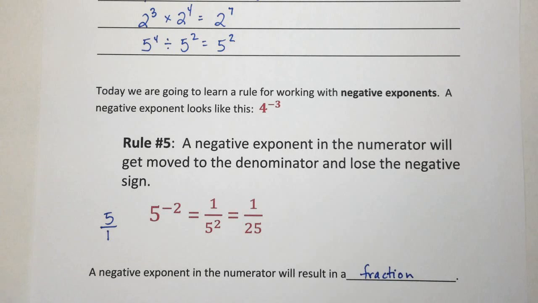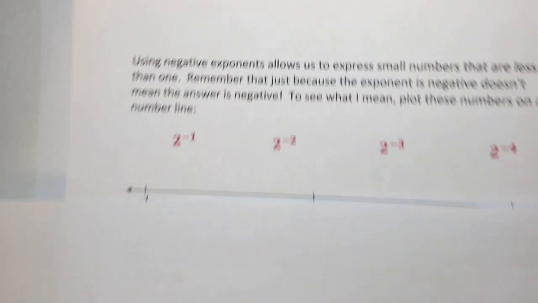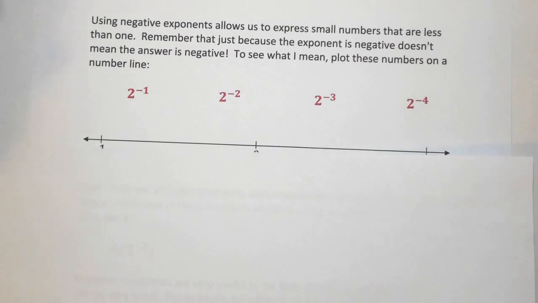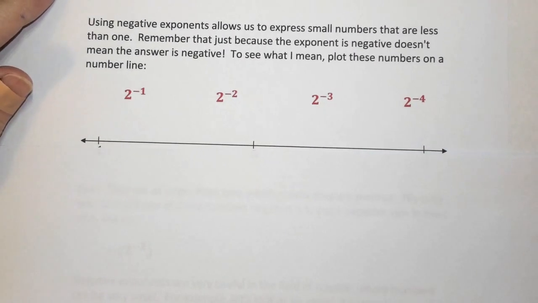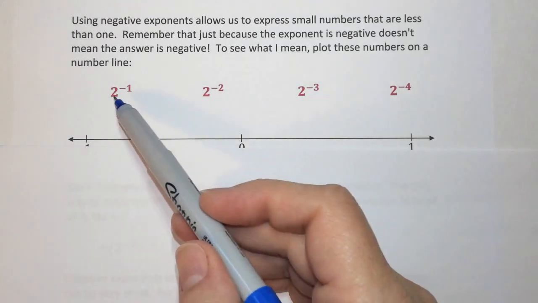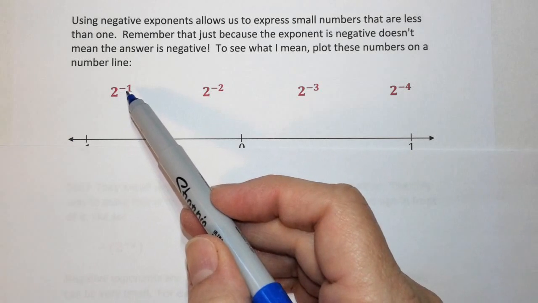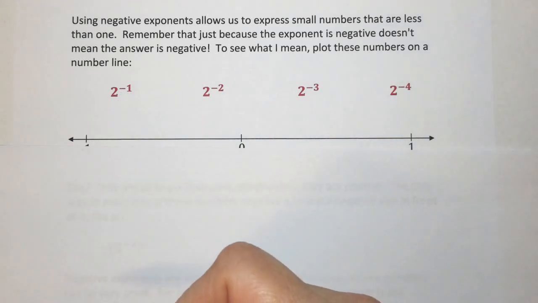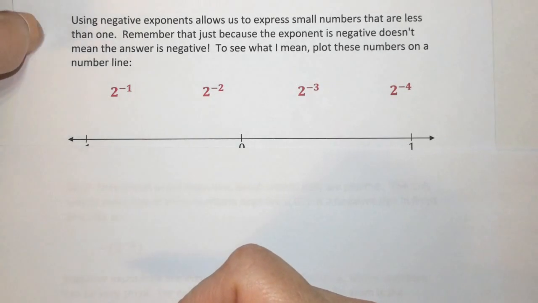Let's go to the next page now. Using negative exponents allows us to express small numbers that are less than 1. Now remember that just because the exponent is negative doesn't mean the answer is negative. All of these examples here with the negative exponent, those are positive numbers. So to see what I mean, let's plot these numbers on a number line.